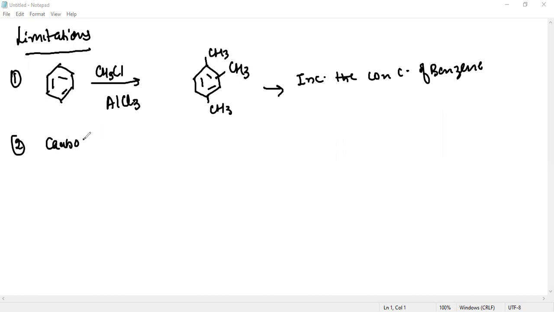So I'm going to write carbocation, and we will discuss it. Rearrangement of alkyl halide.